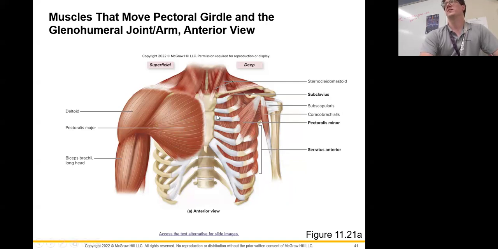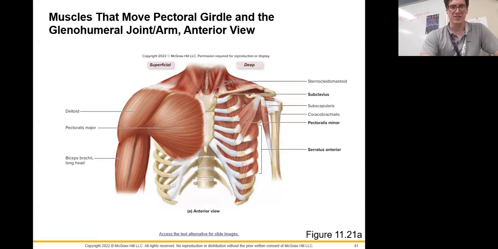You'll also notice that the pectoralis major is connected to the sternum, and the pectoralis minor is connected to the ribs. This is why the pectoralis minor is the one that's actually doing stuff under forced inhalation, because it can actually move the rib cage, whereas the pectoralis major does not. The pectoralis major is simply going to move the humerus.